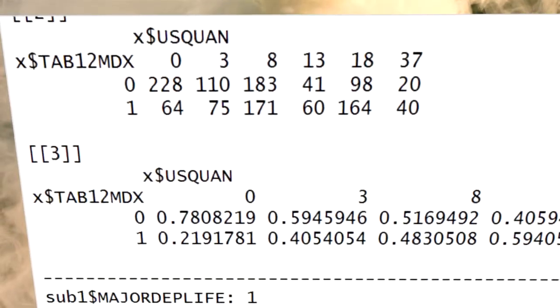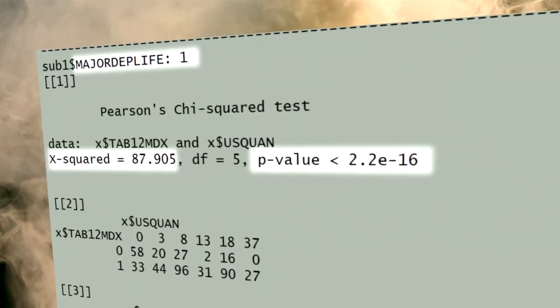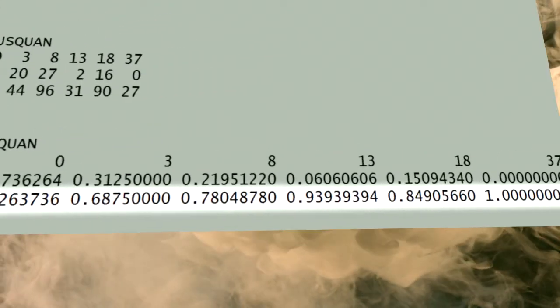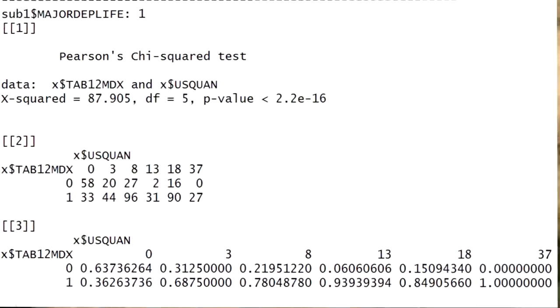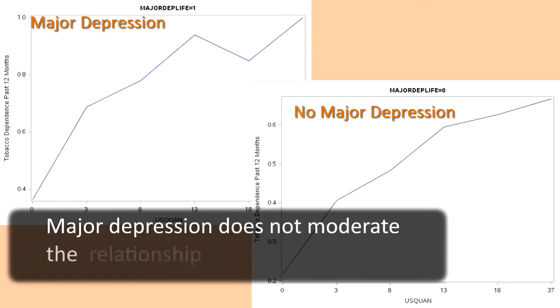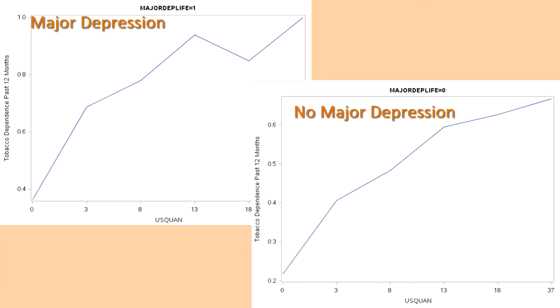For those with major depression, we find a large chi-square value and small p-value, which is statistically significant. These column percents also reveal what seems to be a positive linear relationship, with percentages of nicotine dependence increasing between lower levels of smoking and higher levels of smoking. Although those with major depression show higher rates of nicotine dependence at every level of smoking quantity. In this case, we would say a diagnosis of major depression does not moderate the relationship between smoking and nicotine dependence. For both young adult smokers with major depression and those without, higher levels of smoking behavior is associated with higher rates of nicotine dependence.